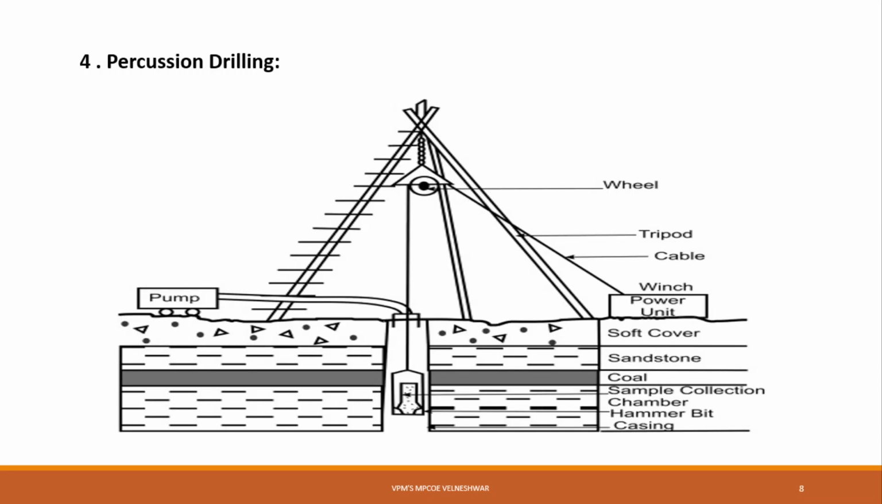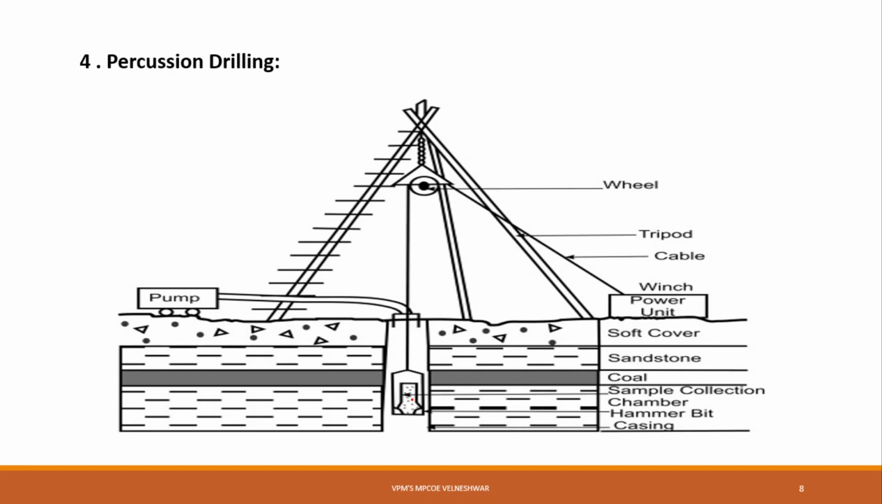So this is about rotary drilling. And the last method in today's session is percussion drilling. Now, this is the diagram for percussion drilling. See here, this is the tripod, the cable, the winch, and the power unit. The wheel is attached with the cable, and the cable is attached with the winch and wheel. With that cable there is attached a hammer bit and casing.